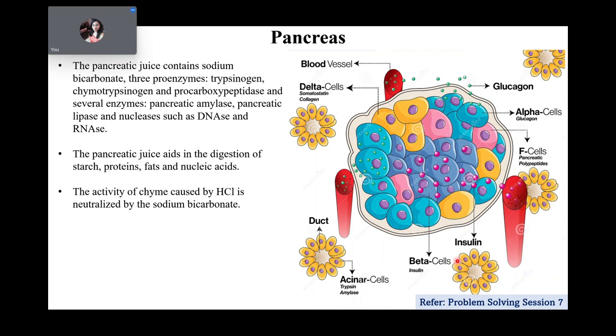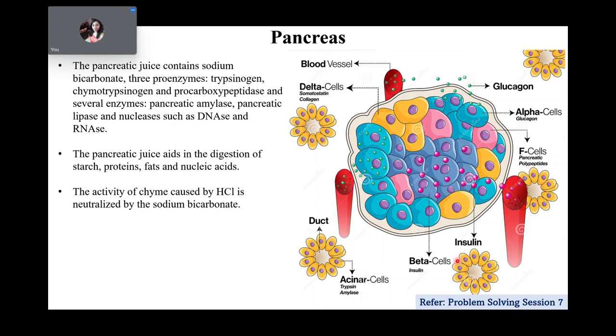The intestine also has several glands, for example the crypts of Lieberkuhn and Brunner's glands. Both these glands again secrete several digestive enzymes that help in the digestion of the food material that is passed from the stomach.